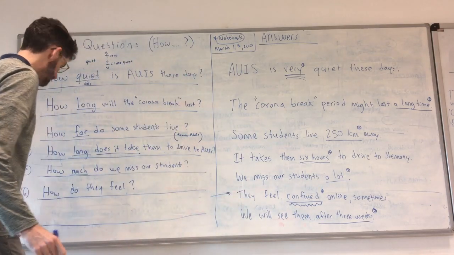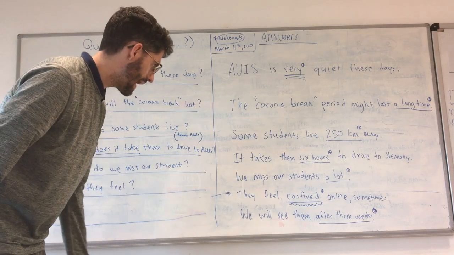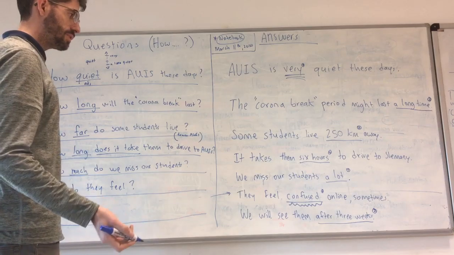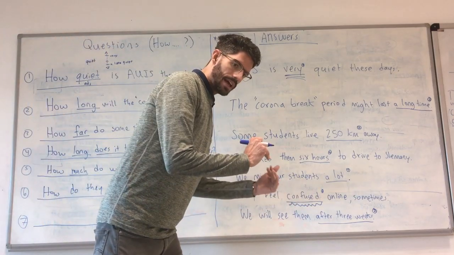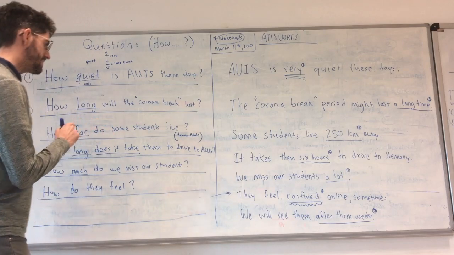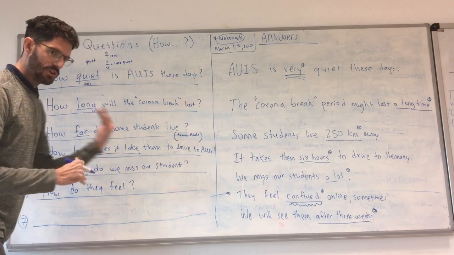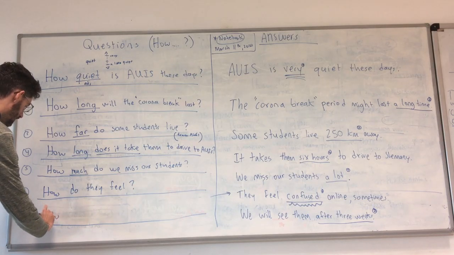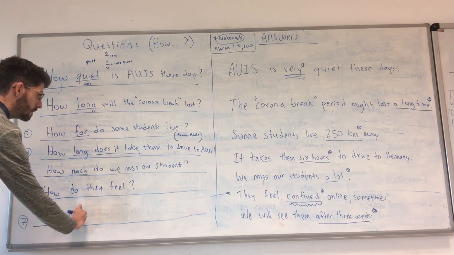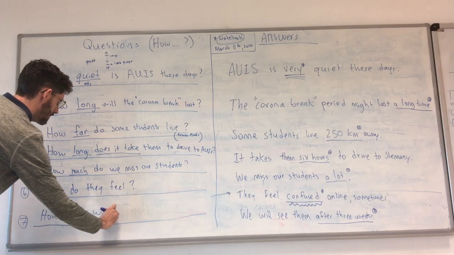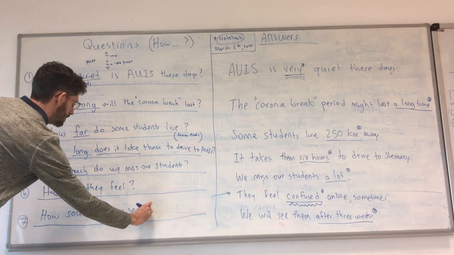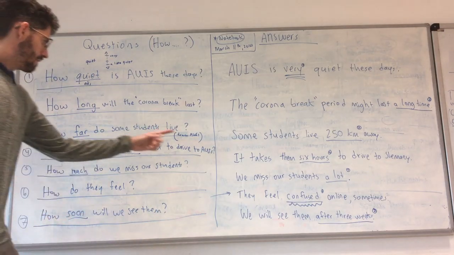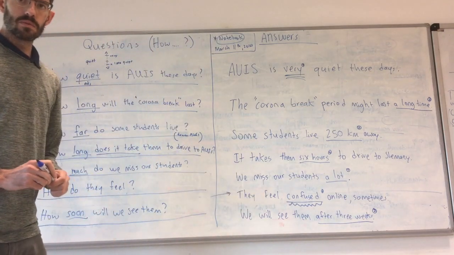All right. Finally, number 7, we will see them after 3 weeks. So 3 weeks after now. So I want to ask how much time after now, but I can use a phrase, how soon will we see them? How soon will we see them? We will see them after 3 weeks, okay?